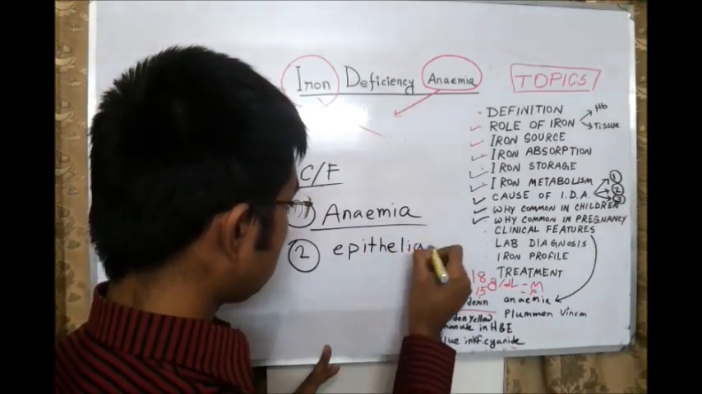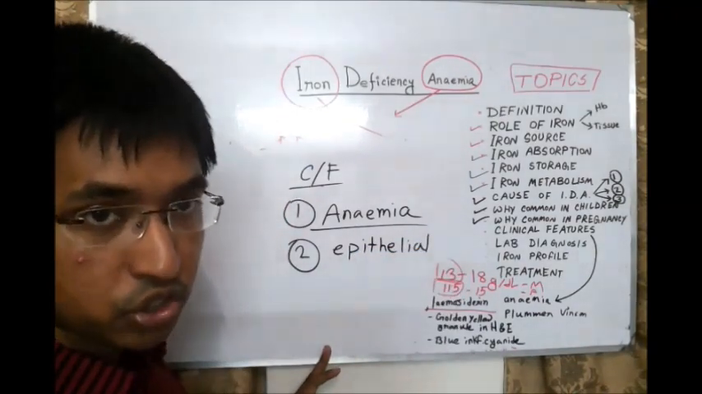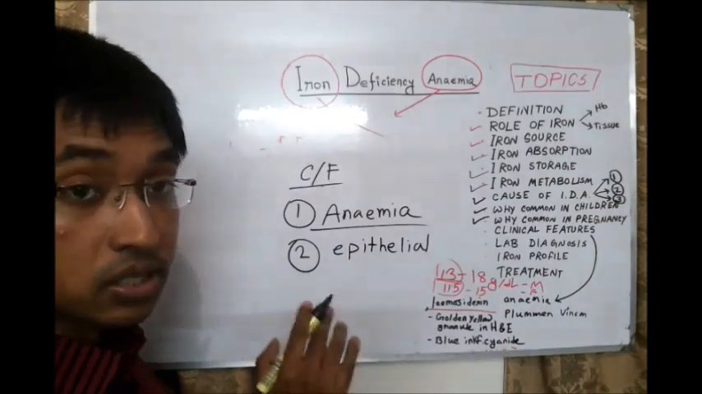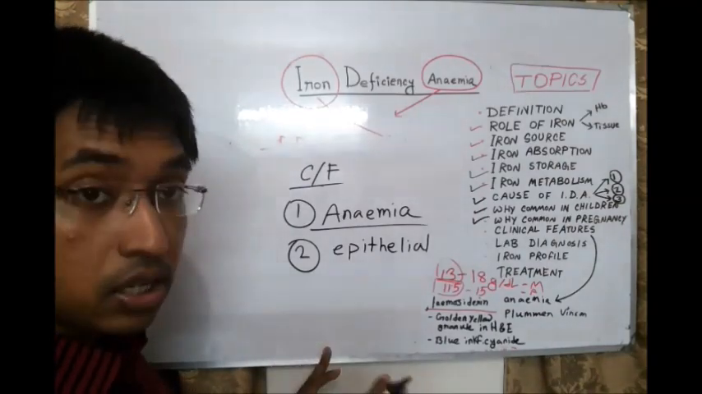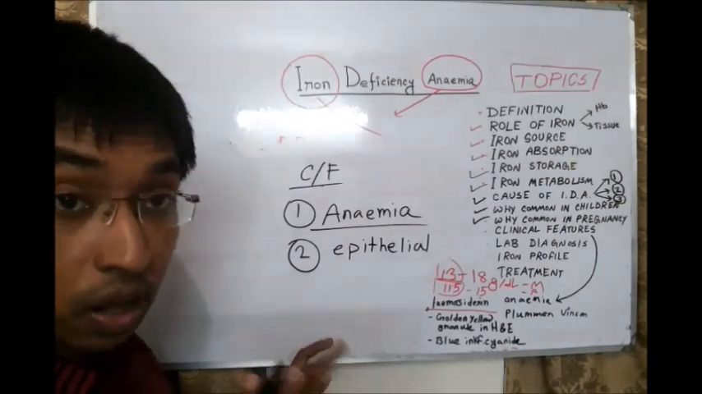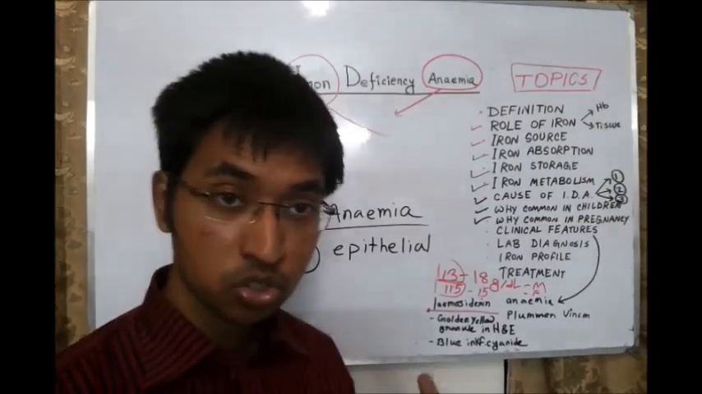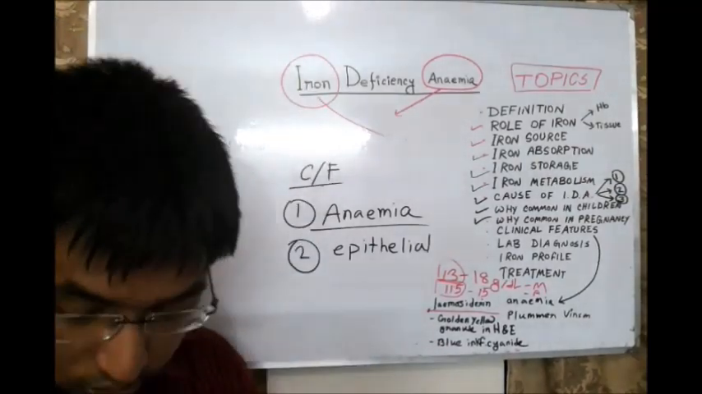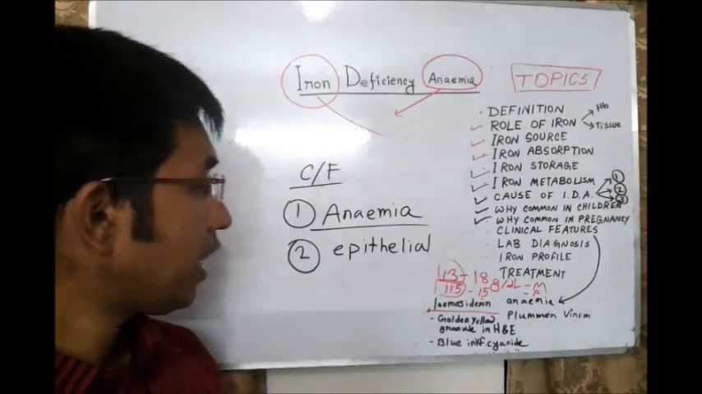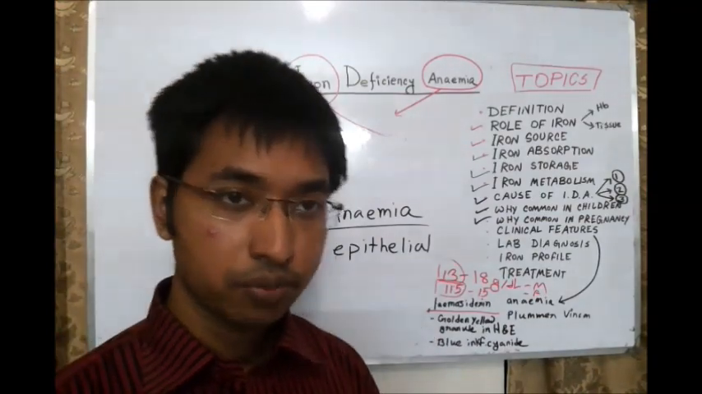So this is not a common clinical feature, and this is usually seen in adults, and also not very common, but you still have to remember it. So what will be the epithelial tissue clinical features?